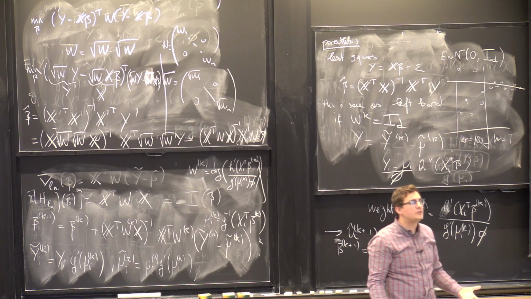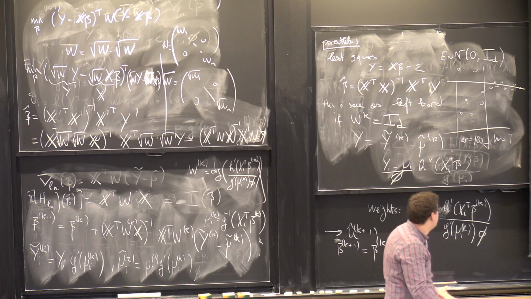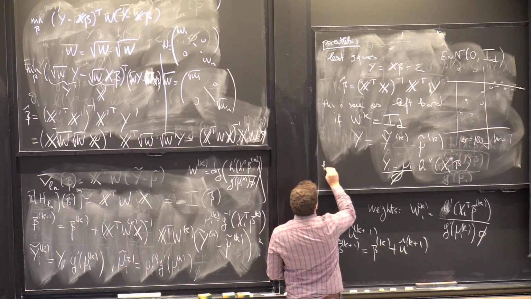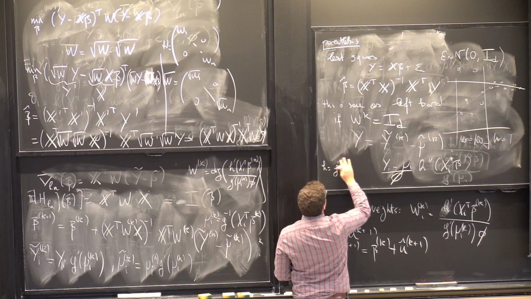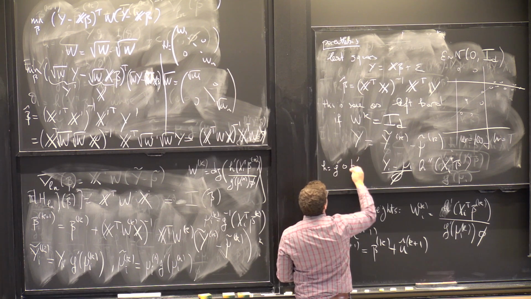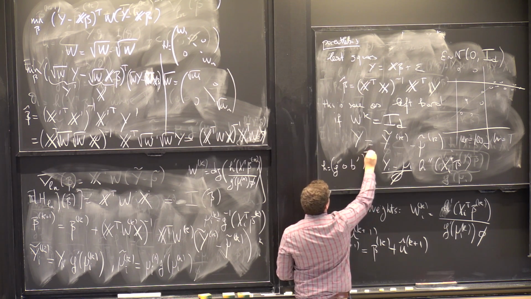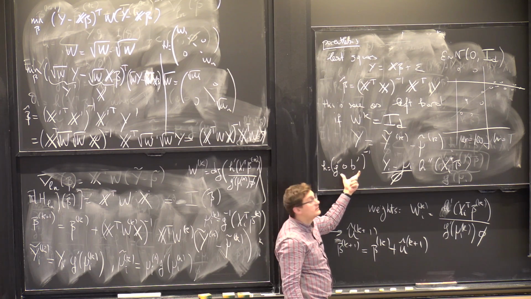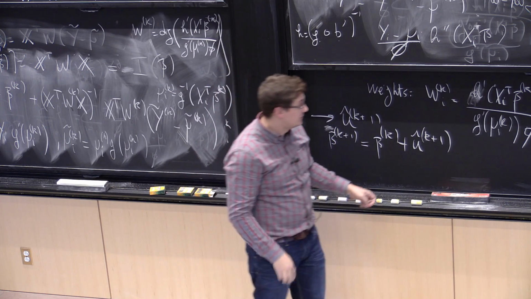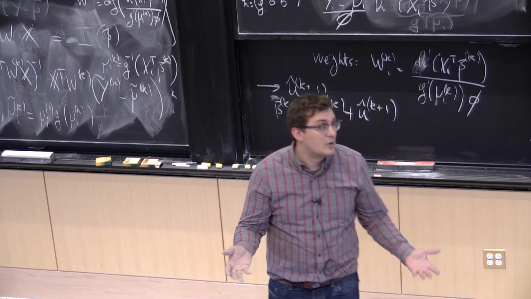And that always happens when you have the canonical link, because h is g prime, is g, b prime inverse. And g is equal to b. The canonical link is b prime inverse. So this thing is the identity. So the second derivative of f of x equals x is 0.